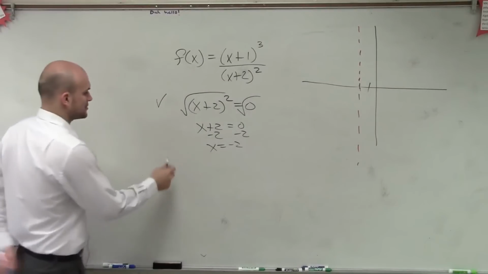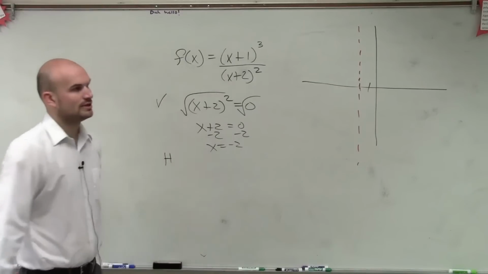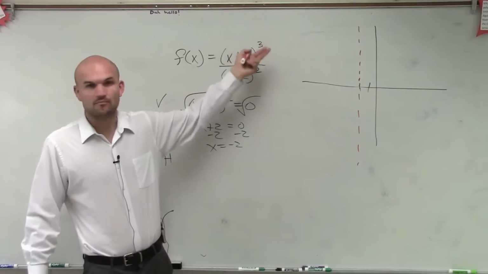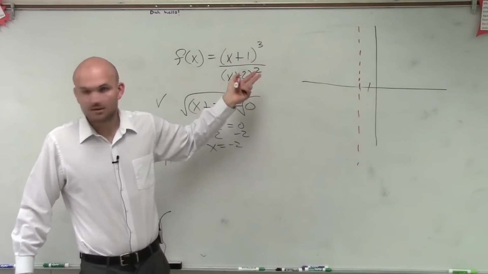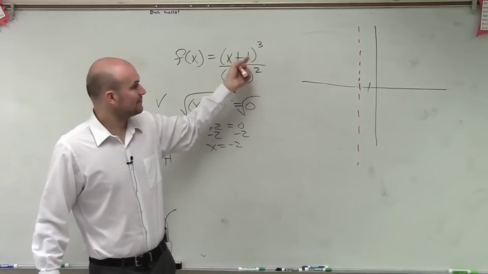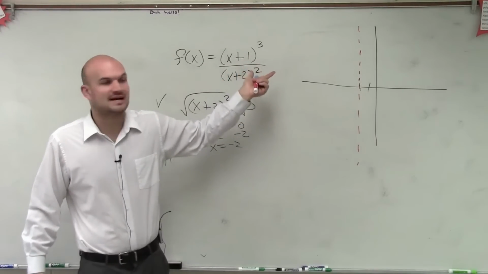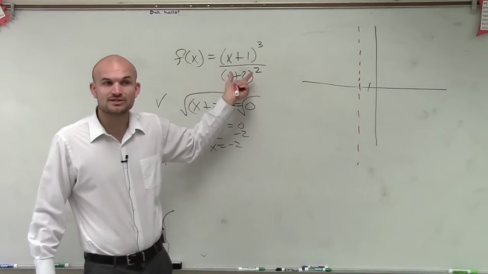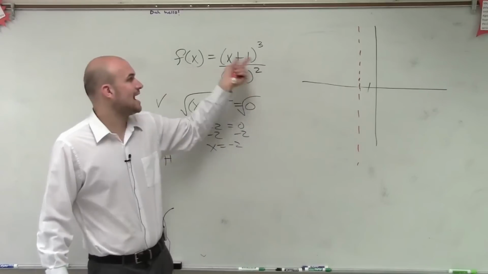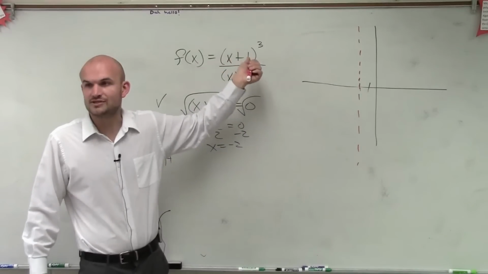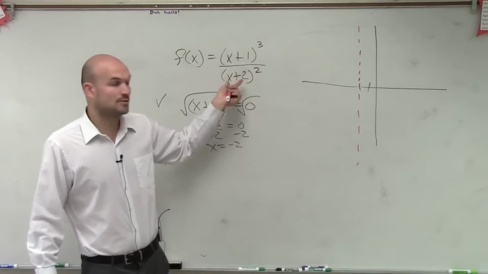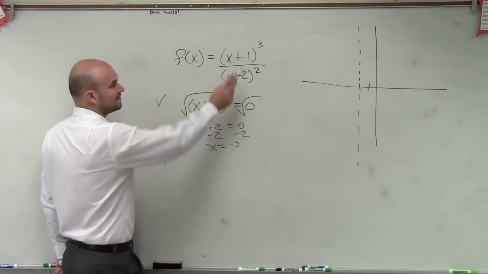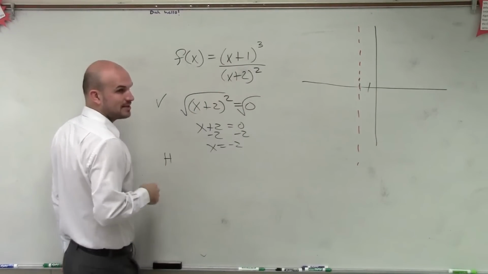Now let's take a look at the horizontal asymptote. When looking at the horizontal, remember we need to look at the degrees. Now, ladies and gentlemen, these are not multiplied out, not FOILed out. However, this is going to be x plus 1 times x plus 1 times x plus 1, and this is going to be x plus 2 times x plus 2. When I multiply that out, the highest degree of this polynomial is going to be 3, and this one will be 2. So on my horizontal, my numerator is larger than my denominator.